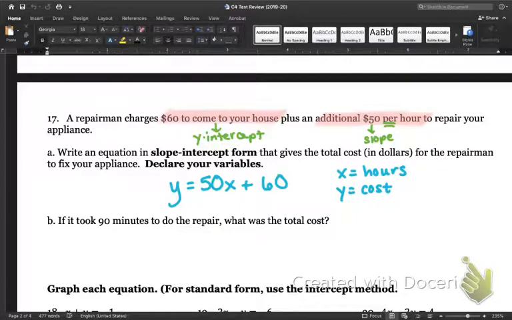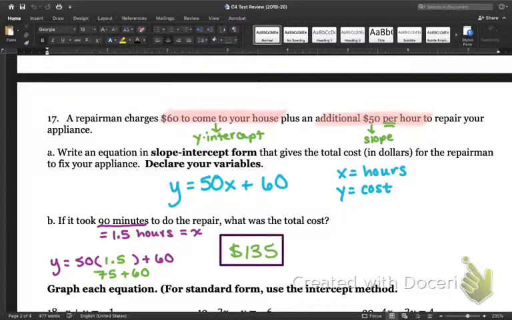We have to be careful because x represents hours and we were given 90 minutes. So we just have to change 90 minutes to hours and plug it in for x. Multiply and then add. So the total cost for 1.5 hours of work, you would owe $135.